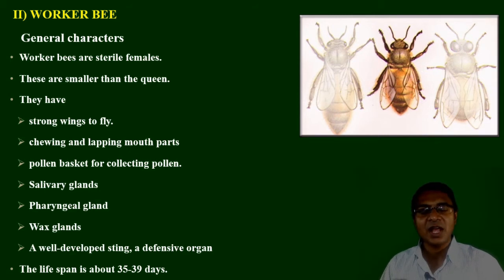as well as comb foundation or construction of the combs, a pollen basket for collecting the pollen grains, and well developed salivary glands. The pharyngeal gland is also well developed to prepare the royal jelly. Wax glands are also present and active, which are very important for the construction of the comb. A well developed sting is also observed as a defensive organ to protect the colony. The lifespan of the worker bee is about 35 to 39 days.